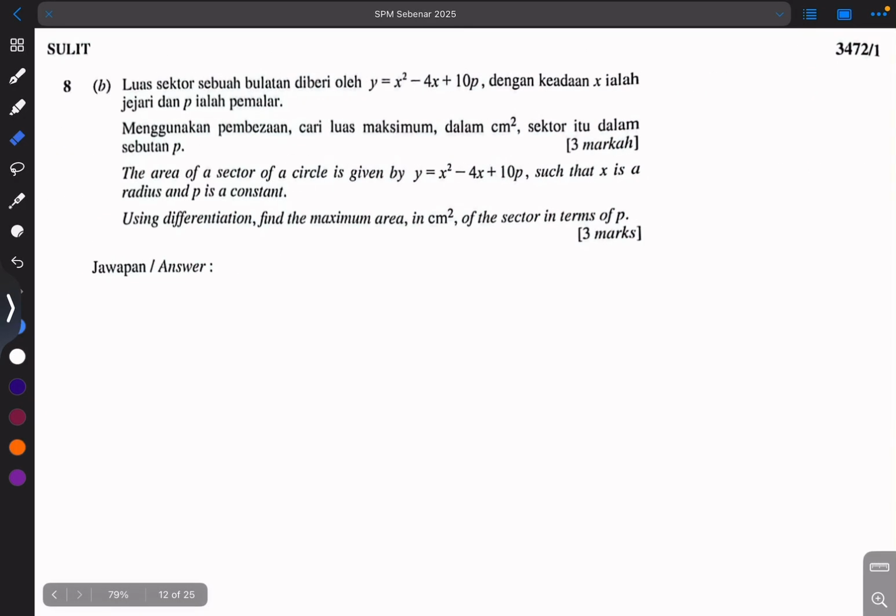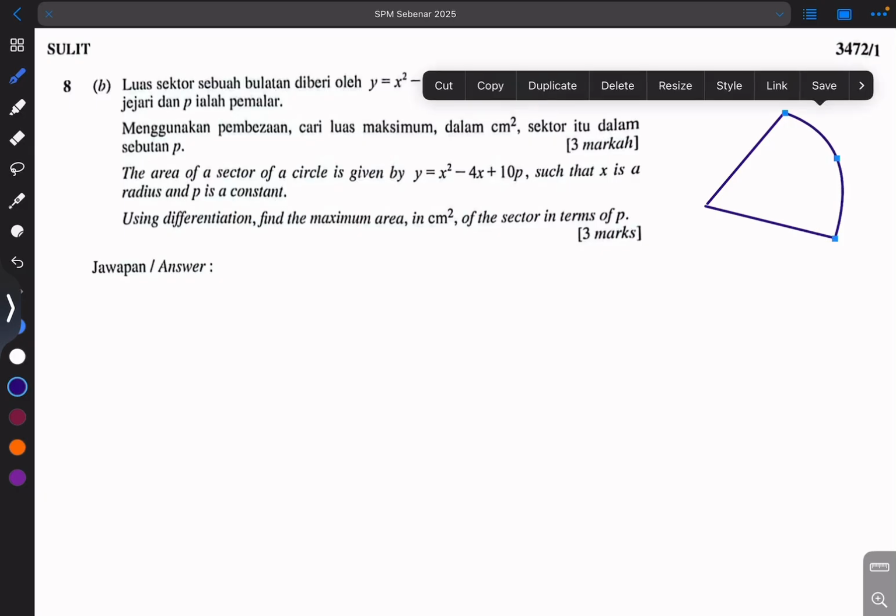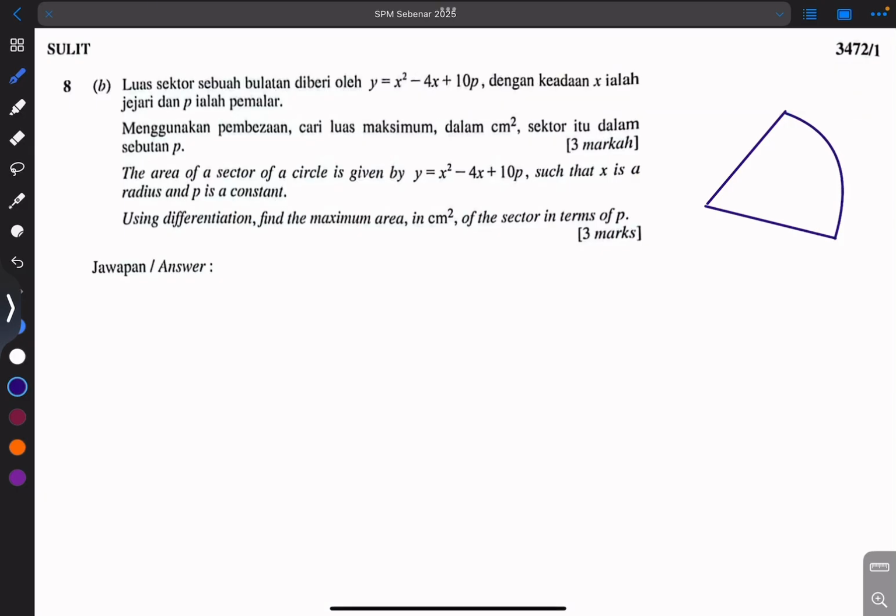Next, 8b. The area of a sector of a circle, a sector of circle looks like a pizza, like this. So the area of this sector is given by this equation such that x is the radius and p is a constant. p constant means it's just a number. Using differentiation, find the maximum area of the sector in terms of p.